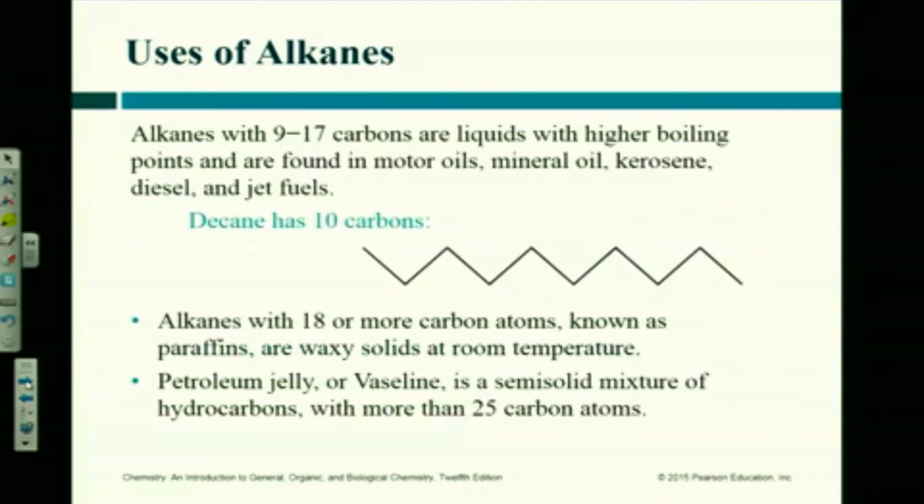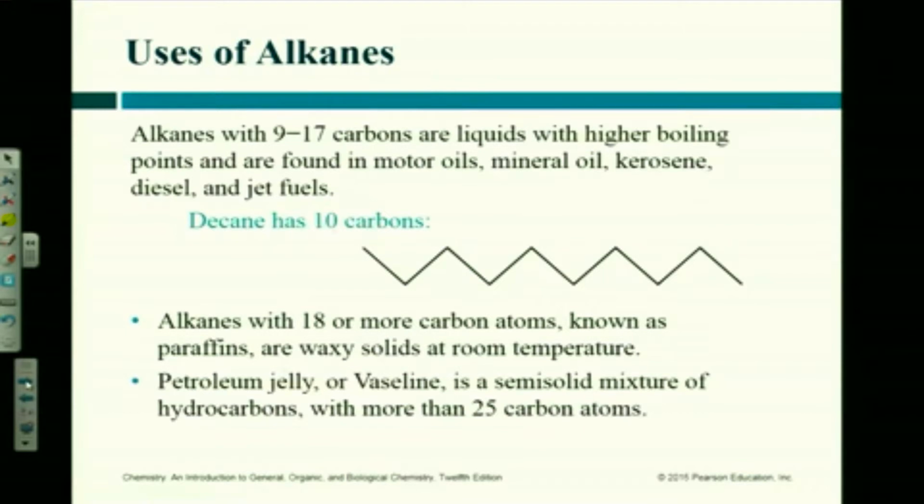Longer ones with higher boiling points, from 9 to 17 carbons, are liquids at room temperature. They're not nearly as volatile. They still burn though, so things like diesel and jet fuel are made up of these much longer carbon chains, and there tend to be mixtures of these longer carbon chains. They're not all one specific carbon chain.